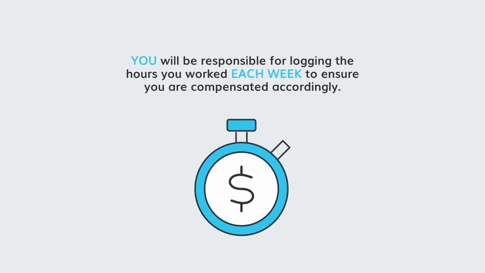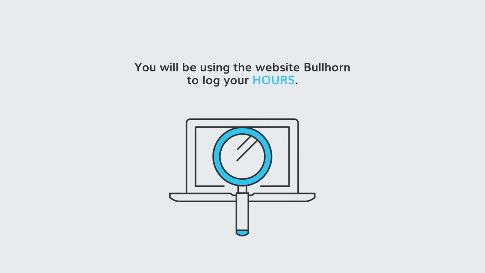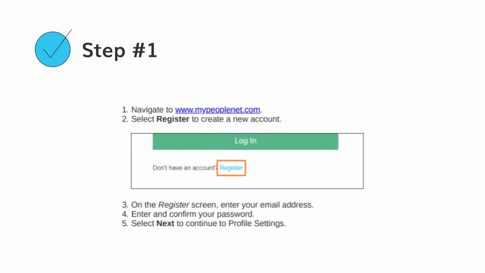As an employee of Stivers, you will be responsible for logging the hours you worked each week to ensure you are compensated accordingly. You will be using the website BullHorn, previously known as PeopleNet, to log your hours. First, you will need to register by going to www.mypeoplenet.com. A login screen will appear.